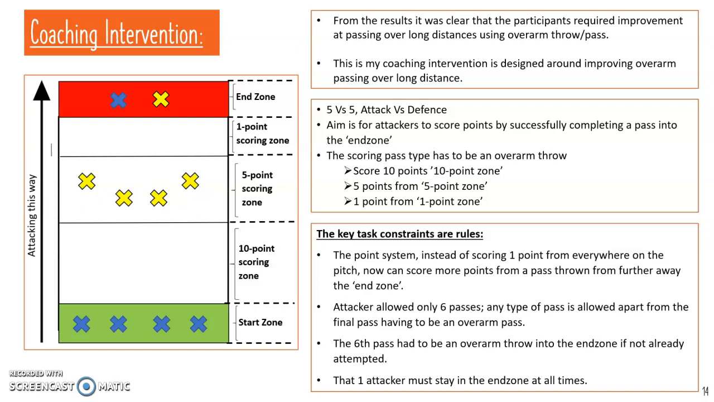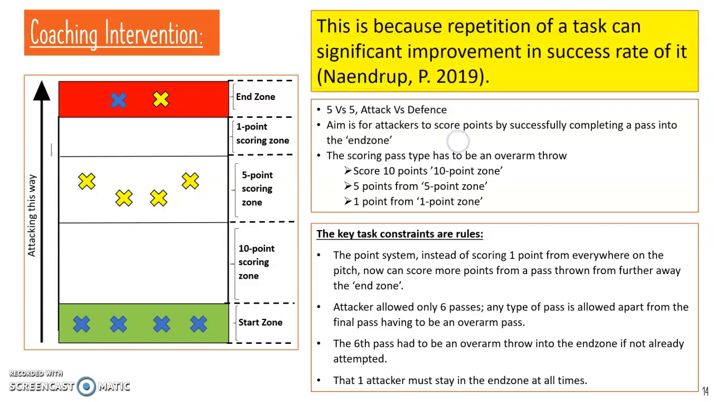So by scoring points from passing the ball over a longer distance, it encourages them to pass the ball overarm from longer distances. So if you make a pass from the 10-point zone, you score 10 points. You get more points, therefore you would win by more. This encourages repetition of a task by forcing them to make longer passes, and this practice will help improve their overarm passing over long distances. This is because repetition of a task can significantly improve the success rate of it. This is according to Nandrup 2019.